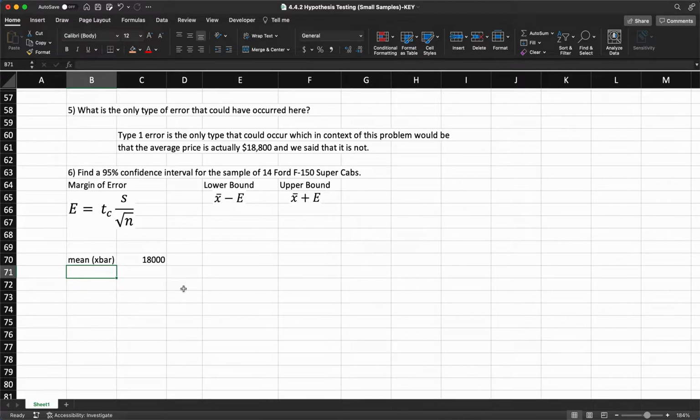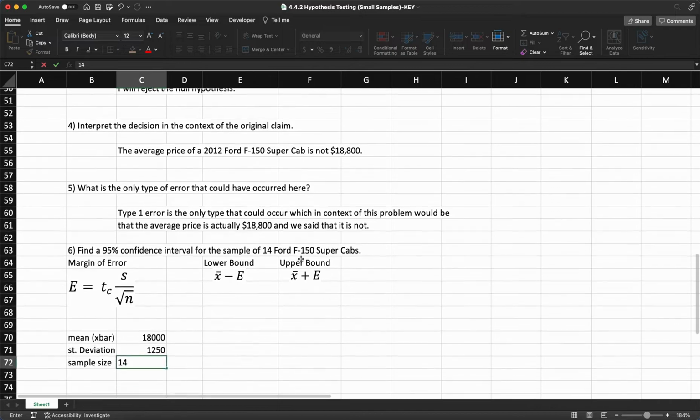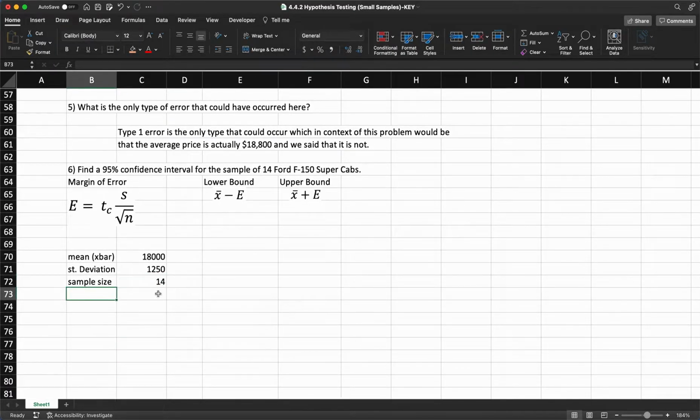So we have our mean, we need our standard deviation. That was 1,250. We need our sample size. That was 14, right? Yeah, 14. Okay, so let's go ahead and find the values that we're looking for.